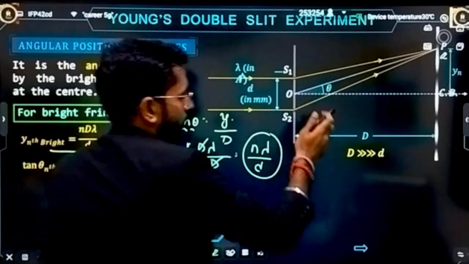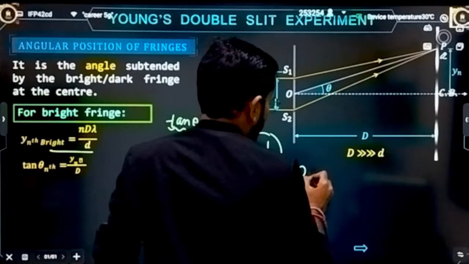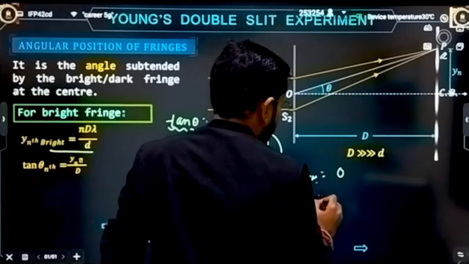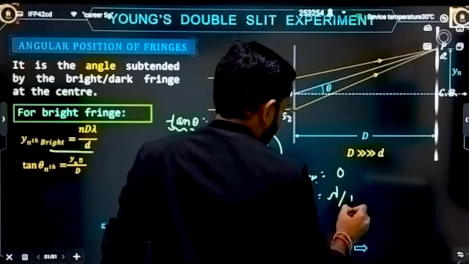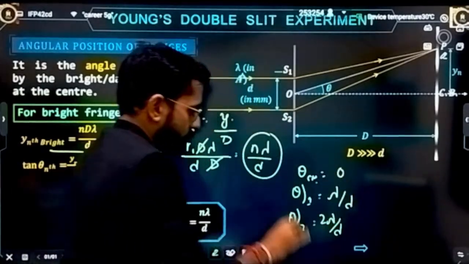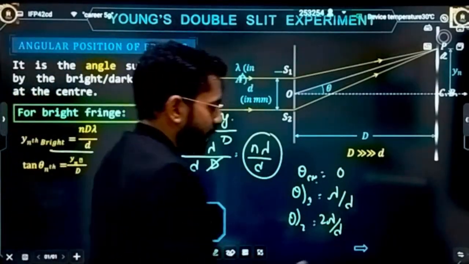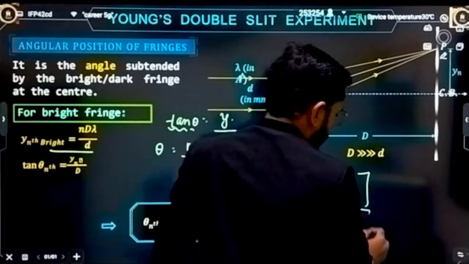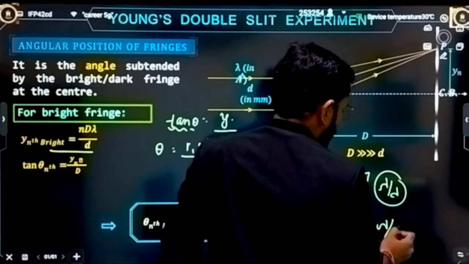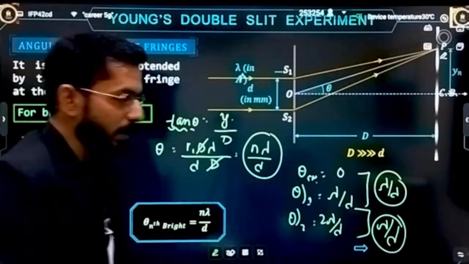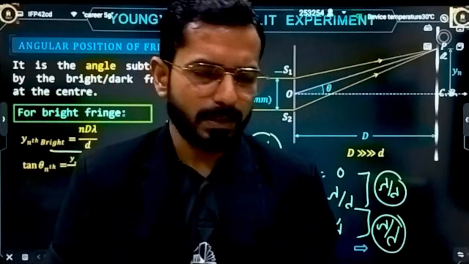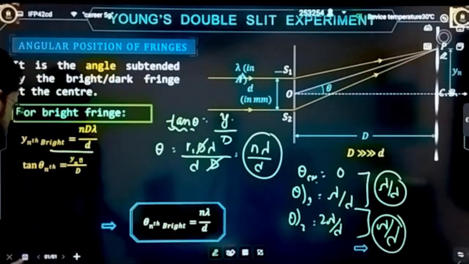Now, if I ask you for central maxima, theta is equal to 0. For first maxima, what will you write? n is equal to 1, that means lambda by d. For second maxima, what will you write? 2 lambda by d, and so on you will proceed. So if I ask you to tell me the difference between two consecutive maximas, or any two consecutive maximas, you will get lambda by d here and here also lambda by d. So what can I define as angular fringe width? Angular fringe width can be defined simply as lambda by d. Remember the formula, okay, basic thing.